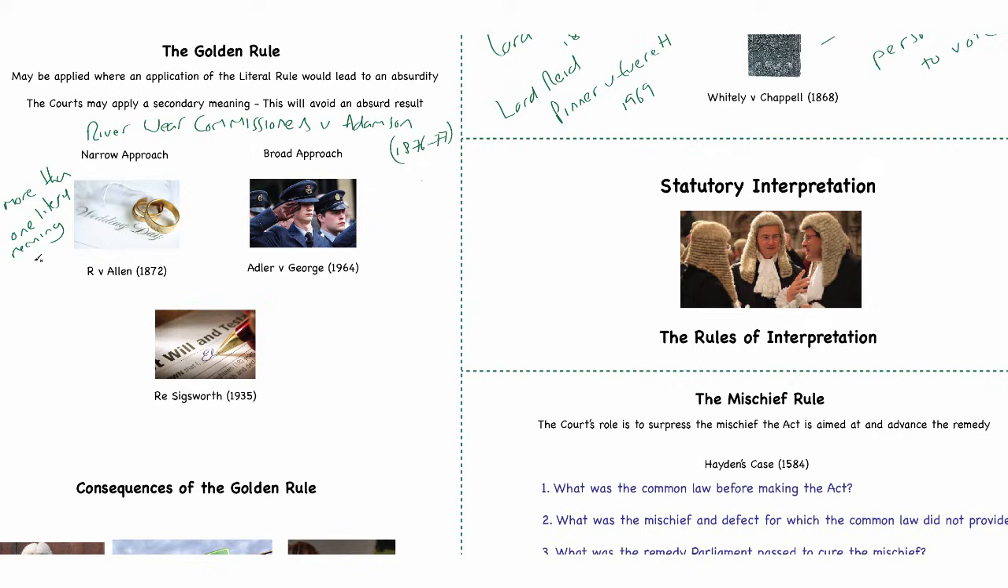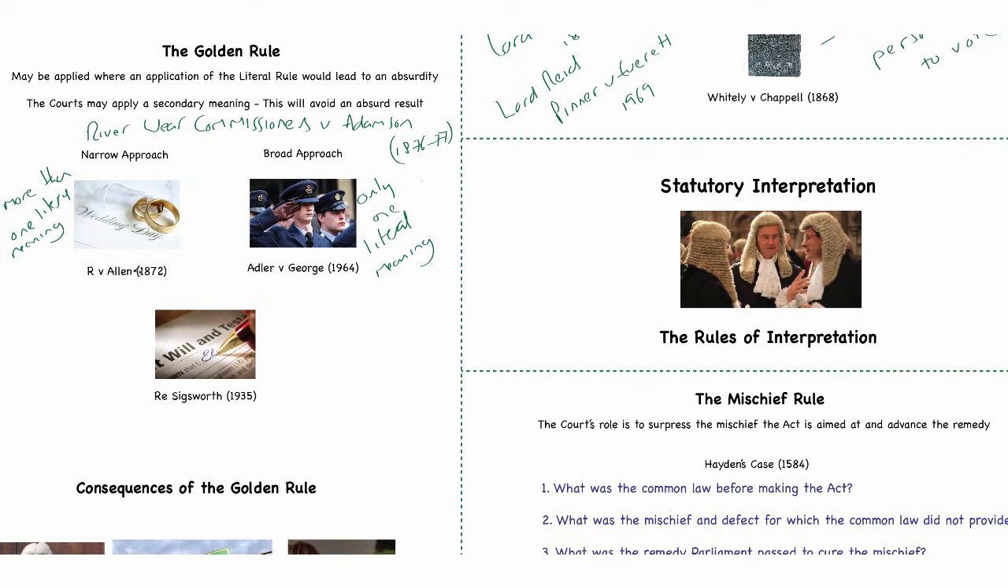The broad approach is applied where there is only one literal meaning, but applying that one literal meaning would cause an absurdity. So under the broad approach, the court will modify the meaning to avoid the absurdity. In the narrow approach, the judge chooses the meaning that avoids the absurdity. In the broad approach, they narrow the one literal meaning to avoid the absurdity. Let's have a quick look at these two cases.